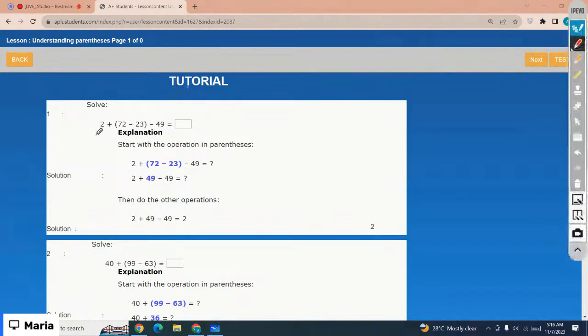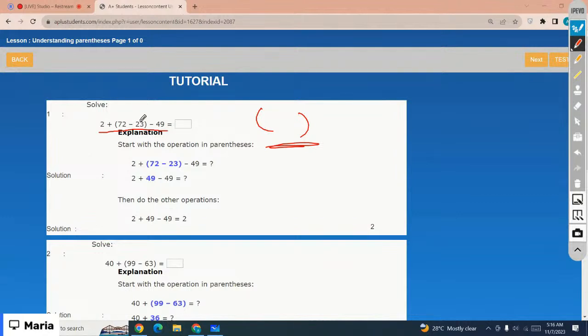Okay, here in this example, you have 2 plus (72 minus 23) minus 49. This is the parenthesis, right? So, the basic thing is whatever is written inside the parenthesis, you have to do first. The parenthesis has the highest priority. Whatever operation it is, addition, subtraction, multiplication, or division, you have to solve the parenthesis first.